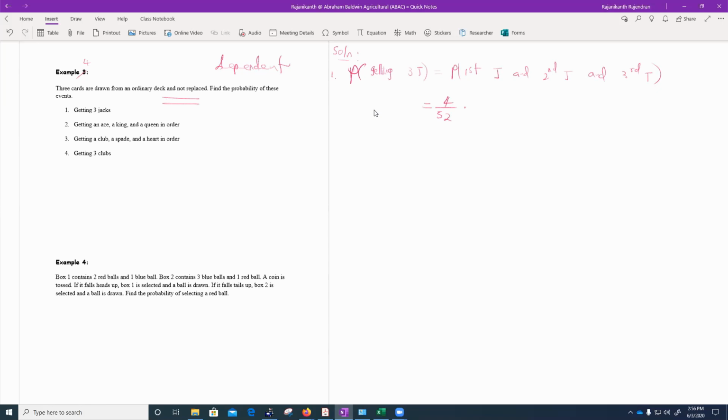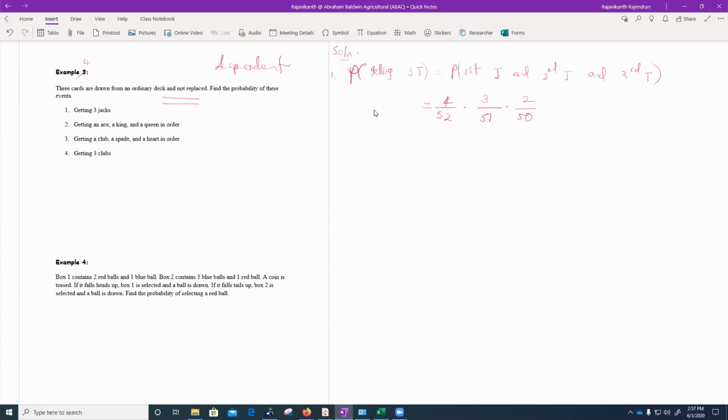Remember, you are not replacing the card for the second time. So second time I have 51 cards now. Remember, first time you already have chosen jack, therefore we will have left over only 3 for the second time. Again, you are not replacing for the third time. Third time you will have only 50 chances. So you assume that you took two jacks in the first two attempts. Therefore, third time you are having only 2 out of 4. So that means you simply multiply all 3 possibilities.